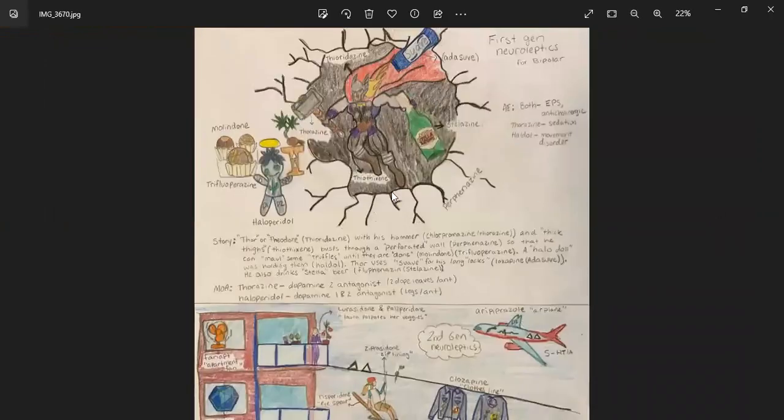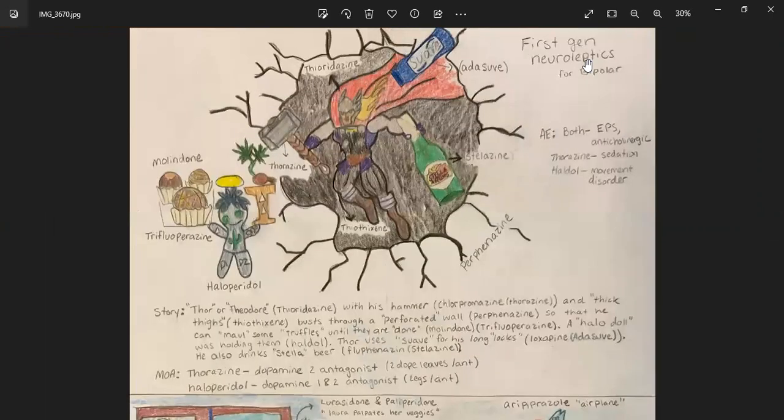And so now I'm going to move on to our first generation neuroleptics. So the neuroleptics are used for bipolar and some other psychiatric diseases, I believe, like schizophrenia and things like that. And so all of our first generations are in this picture.